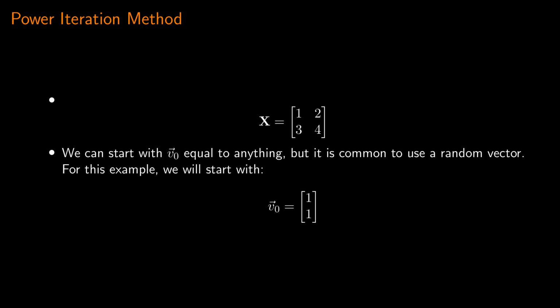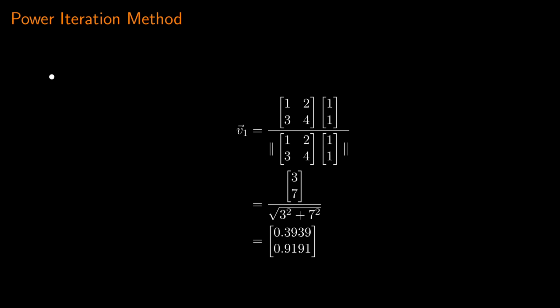Okay, so starting as we did before with x equals 1, 2, 3, 4. Now we can start with v0 equal to anything we want. It's common actually to use a random vector, but in this example I'm going to start with v0 equals 1, 1. So for v1, the first iteration, we have our matrix x, 1, 2, 3, 4, multiplied by our vector v0, which is 1, 1, divided by the norm of the matrix x multiplied by the vector v, which gives the vector 3, 7 divided by the square root of 3 squared plus 7 squared, which gives v1 equals 0.3939, 0.9191.